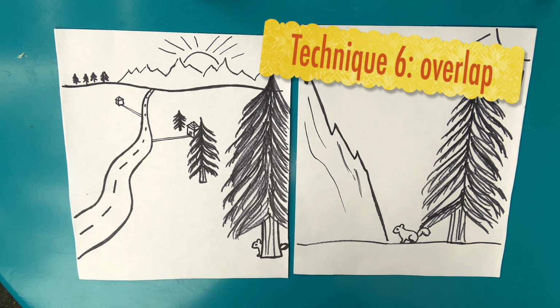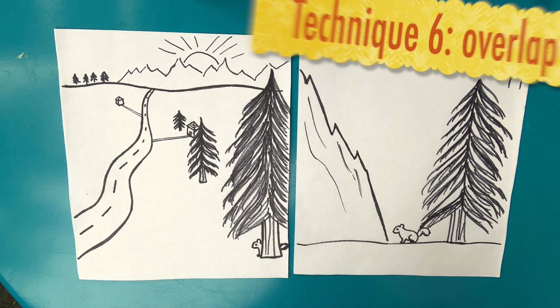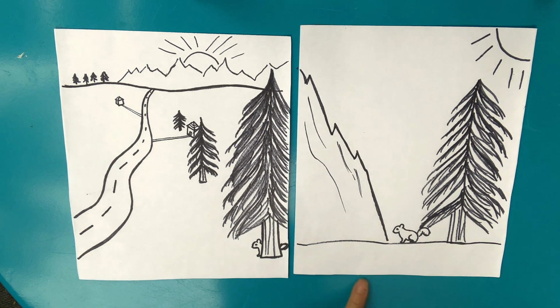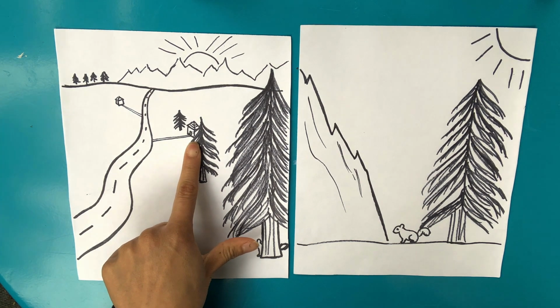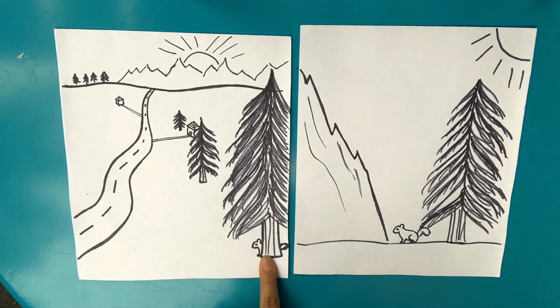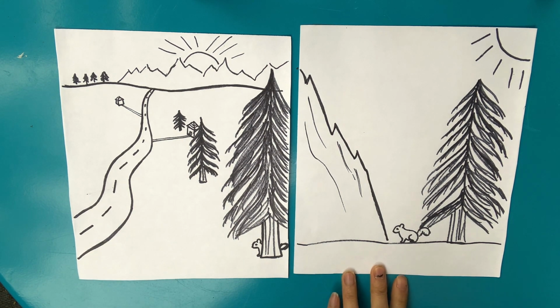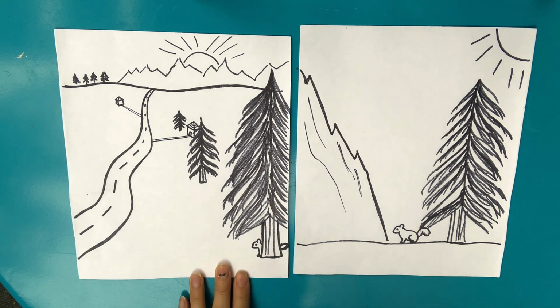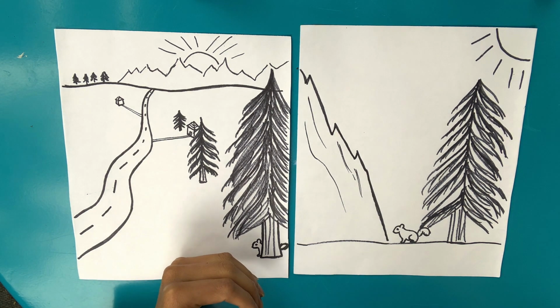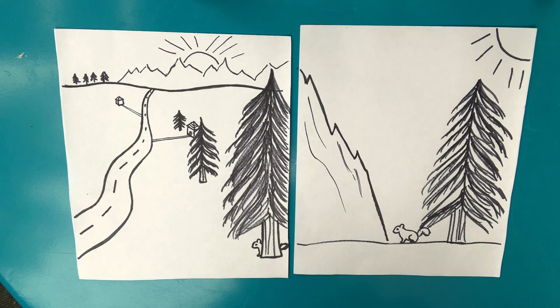Overlap. Where in these pictures do you see overlap? In this picture, there's not really any overlap, but in this picture, this tree overlaps this house, and this tree trunk overlaps this squirrel, so you can't see the whole squirrel. So this picture has all the illusion of depth techniques, and this picture doesn't really have very many of them. So that is why this picture looks more realistic, and it shows that things are close and things are far away.